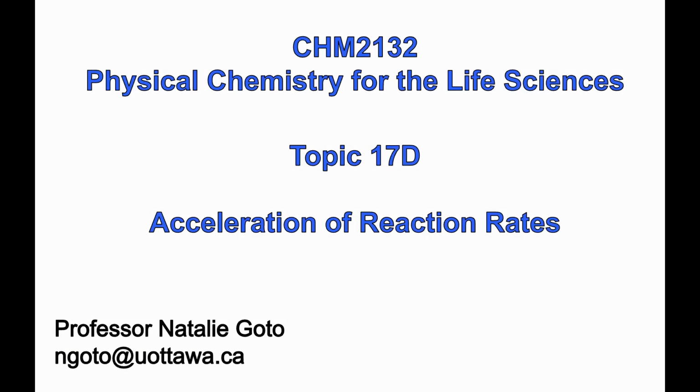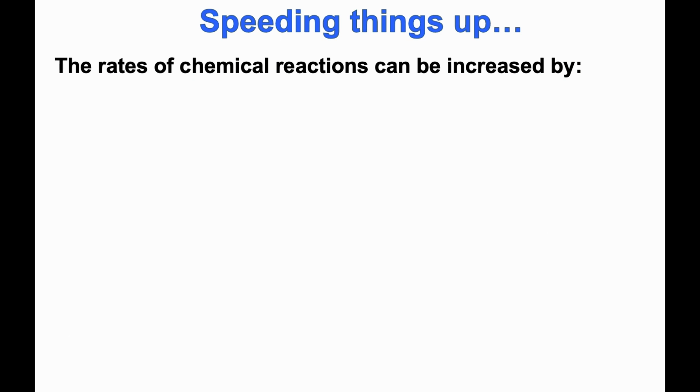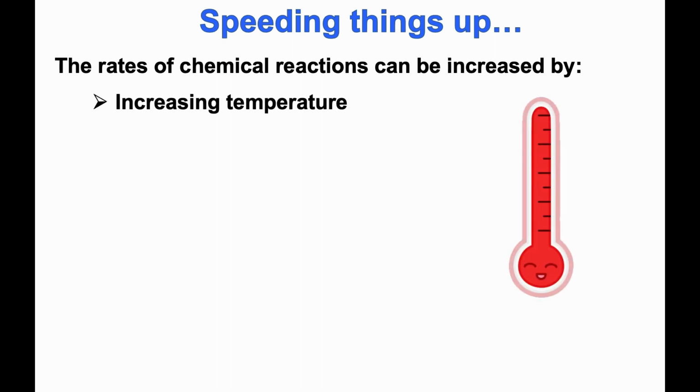Topic 17D. Acceleration of reaction rates. In the lab and in life, it can be useful to make a chemical reaction go faster, and there are a few different ways in which this can be done. One of the simplest ways is to simply increase the temperature of the reaction that's being run. In general, reactions will run faster if the temperature is increased.